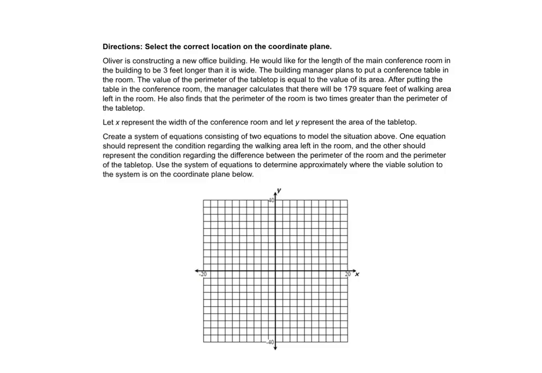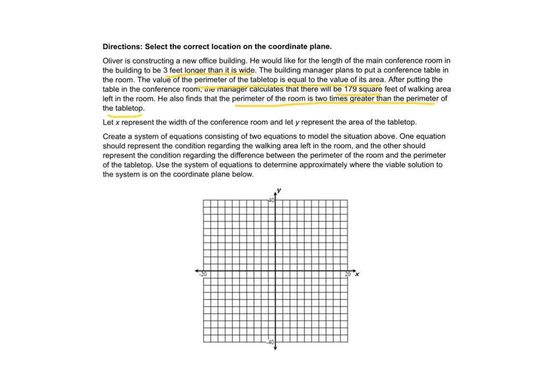All right, let's take a look at this second example. So we've got Oliver is constructing a new office building. He would like for the length of the main conference room in the building to be 3 feet longer than it is wide. The building manager plans to put a conference table in the room. The value of the perimeter of the table is equal to the value of its area. After putting the table in the conference room, the manager calculates that there will be 179 square feet of walking area left in the room. He also finds that the perimeter of the room is 2 times greater than the perimeter of the tabletop.